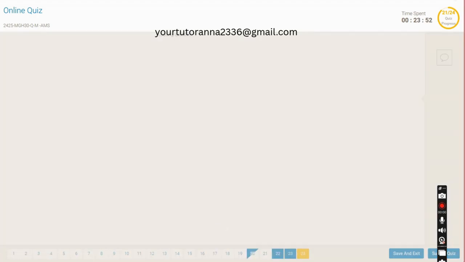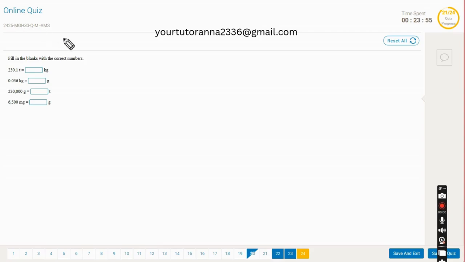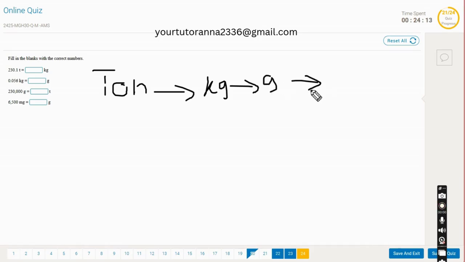Okay, let's go to the last one. In here, some of the students are struggling with this, is that they haven't written the numbers in a straight line, right? So what can we do here? We can write in a straight manner, ton, kg, to grams, and to mg. You can make these arrows any way, also this way.